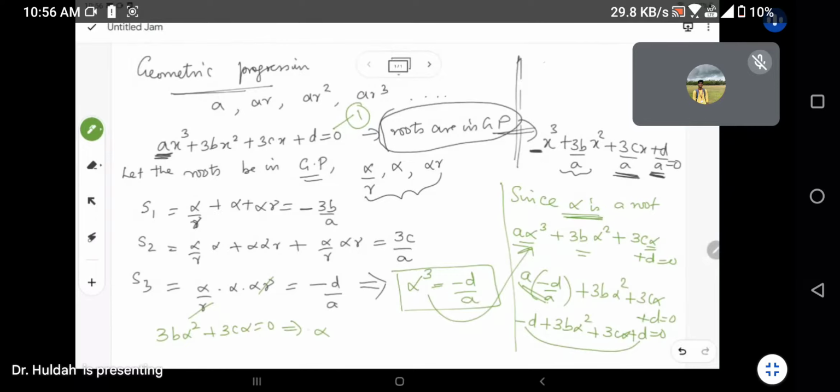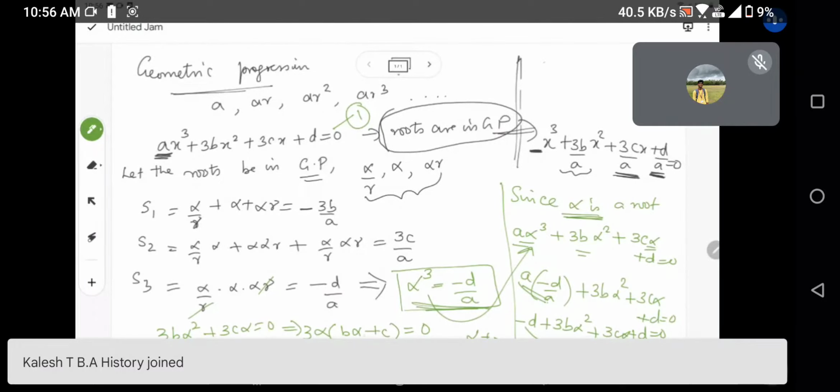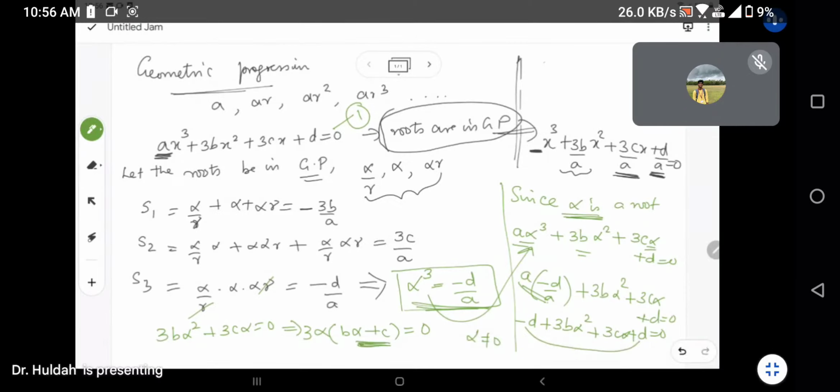If I take alpha common, or even 3 alpha common, I'll get b alpha plus c equal to 0. You know alpha is not equal to 0, isn't it? Alpha is this value, so it's not equal to 0. So therefore this has to be 0. b alpha plus c equal to 0, or I can simply say I can cube it. b cube alpha cube equal to minus c cube.